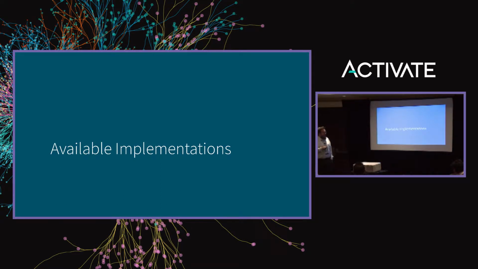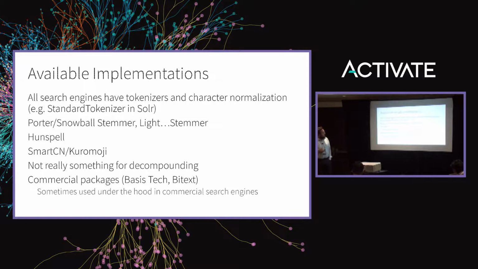A quick look at what software is available, because there is a lot of difficulty in different languages. All search engines have tokenizers and character normalization also for different languages. If you look at all the Solr filters, there's a lot of stuff like elision, what we had with the vanishing vowels, and normalizing Japanese Latin characters to normal Latin characters and so on. It's all available. There are stemmers available in different forms, like the Porter and Snowball stemmers, which are very popular.